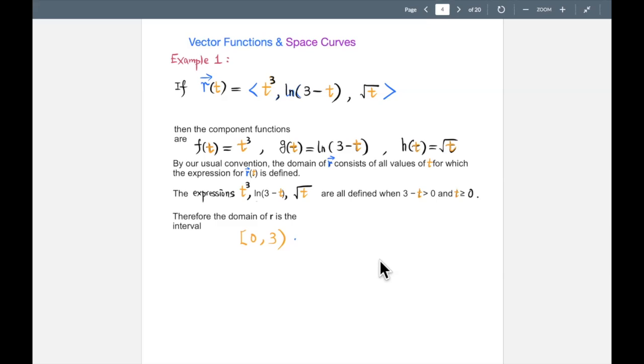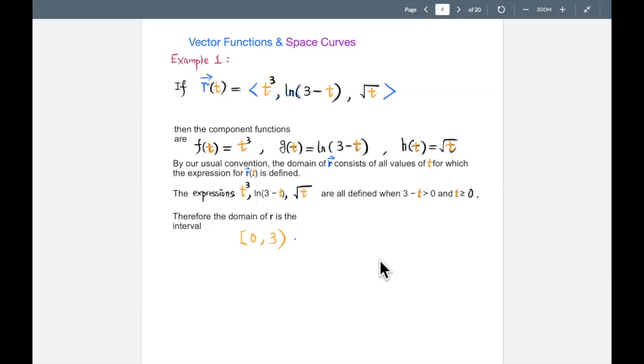Now, go to the last component. This is the square root of t. Since it's an even root function, t has to be non-negative, so it has to be greater than or equal to 0. Now we're going to combine the requirements. For this one here, t has to be less than 3, right? So combining these two, t is between 0 and 3, including 0 and 3. So that's the domain for the vector function.